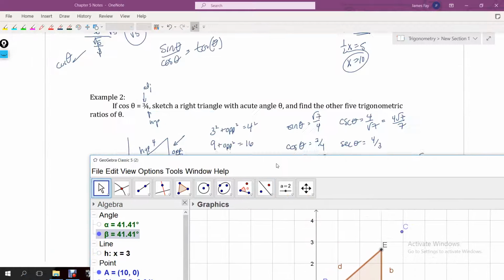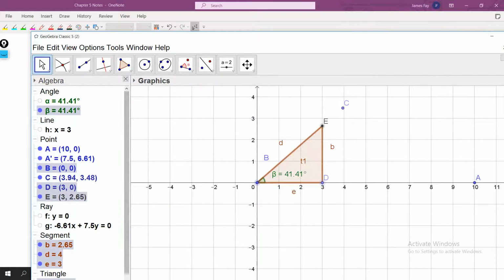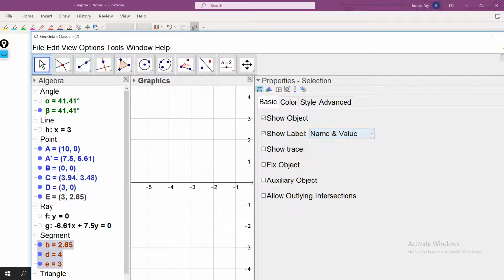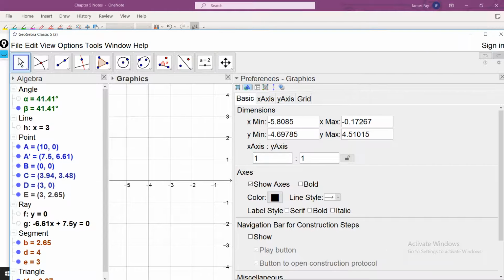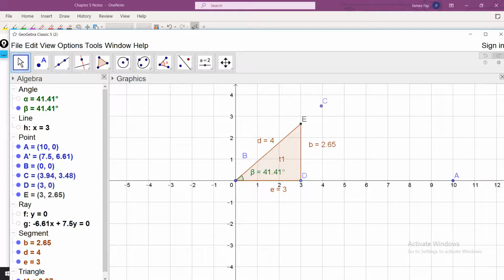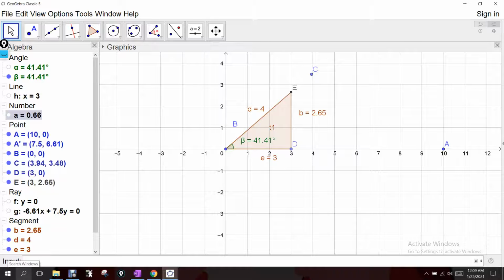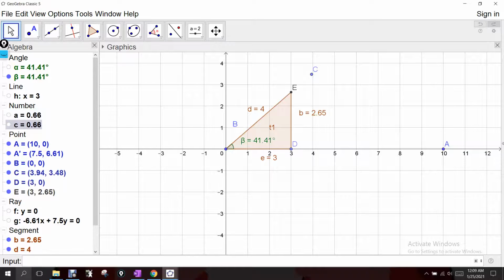We said cosine was 3/4, which obviously you're seeing here. Can I put the numbers with these? Let me see if I can. Properties, name and value. If I go cosine, it's adjacent divided by hypotenuse, so that's 3/4. If we do sine, we said sine was radical 7 over 4, which would be this distance of b divided by d, which is 0.66. But if I type in square root of 7 divided by 4, you see that's the same 0.66.